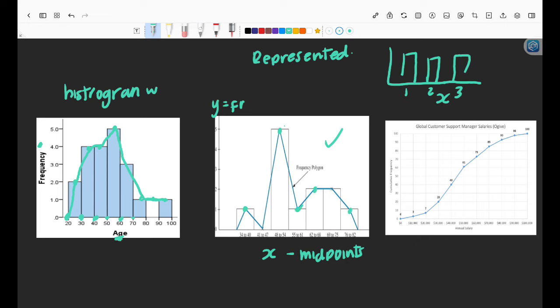So just to sum it up, for your frequency polygon, you need to draft it using your frequency on the y-axis, and then on your x-axis the midpoint of your x subject. So if it's your age, it's going to be the midpoint of your age groups, right?